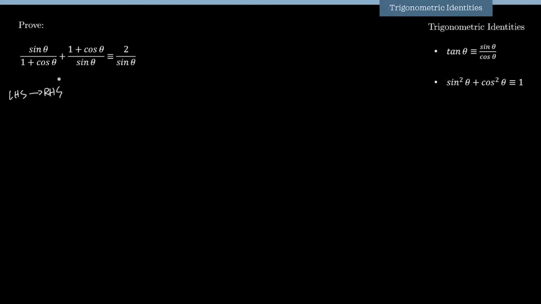And to prove this, I'll be taking the help of the two basic trigonometric identities that we learned earlier. Tan theta is identical to sine theta divided by cosine theta, and sine square theta plus cosine square theta is identical to 1. So let's prove this. On the left hand side, I have sine theta divided by 1 plus cosine theta plus 1 plus cosine theta divided by sine theta.